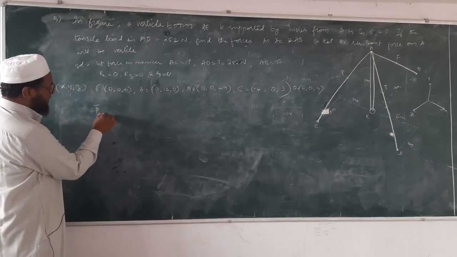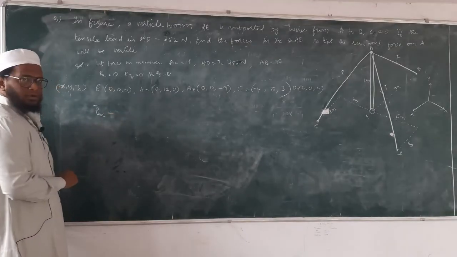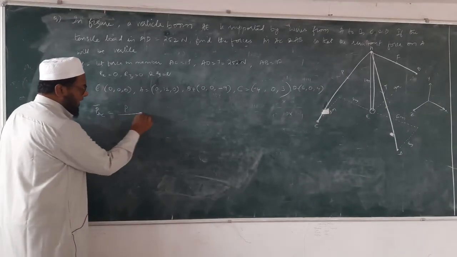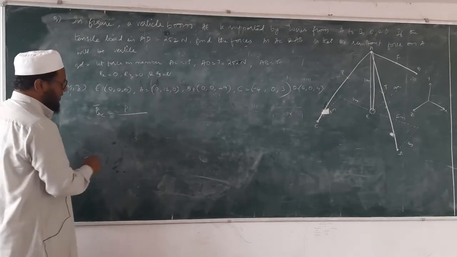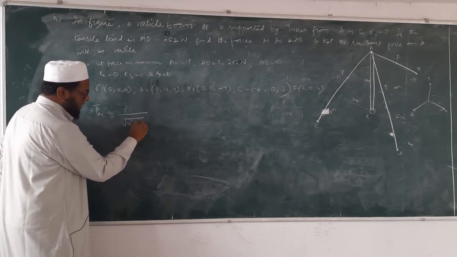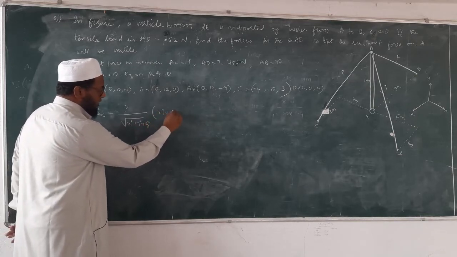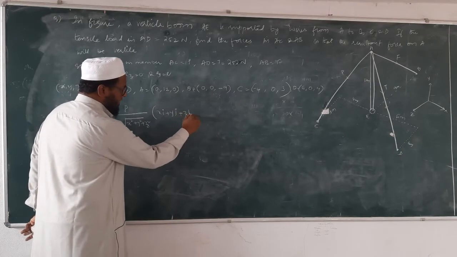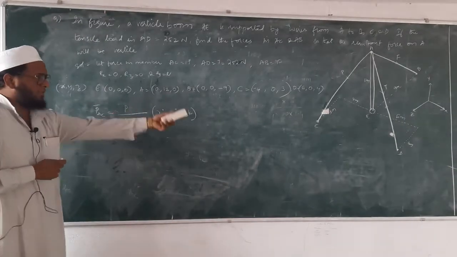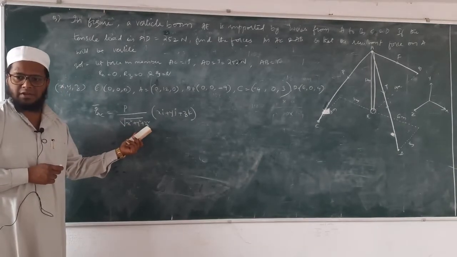Force vector AC is equal to, see, first I will write the formula: P by under root x square plus y square plus z square, into xi plus yj plus zk. This is the formula for the force vector, isn't it? In this formula, we do not know P, but we can calculate x, y, z, isn't it? How to calculate x, y, z?